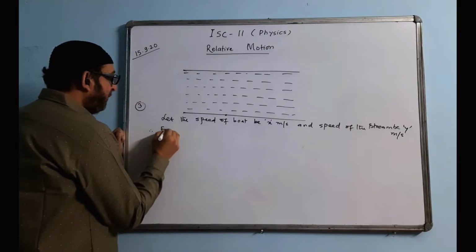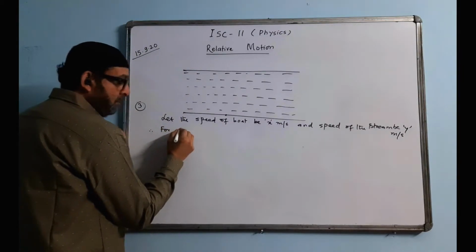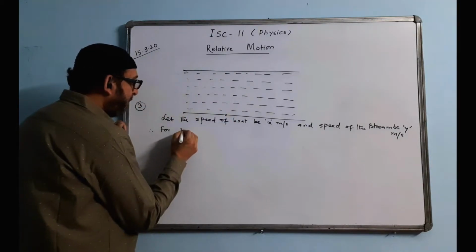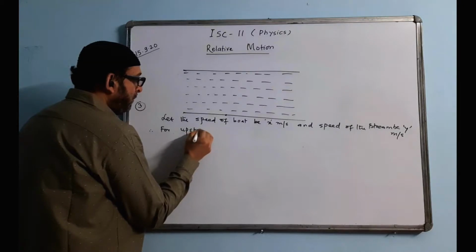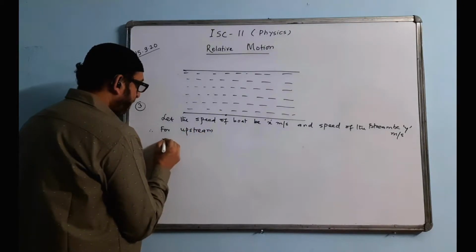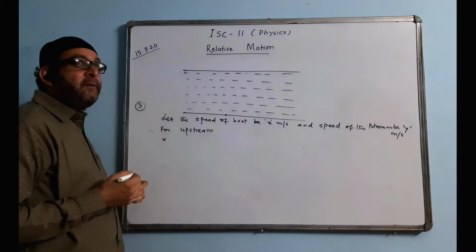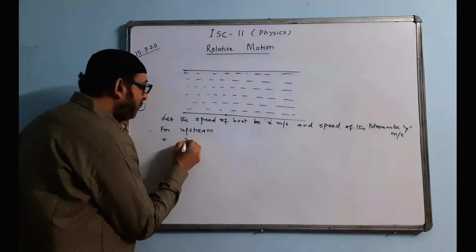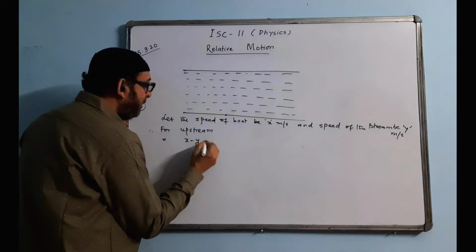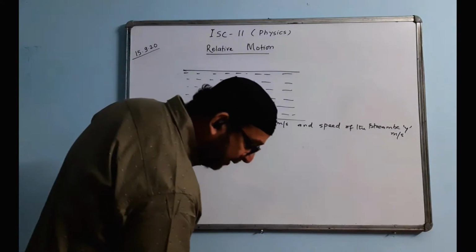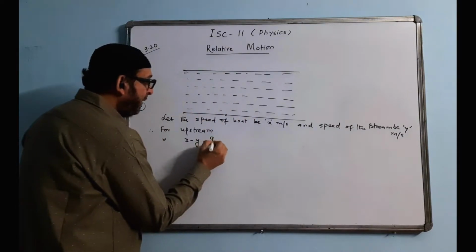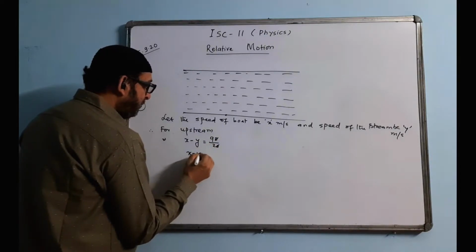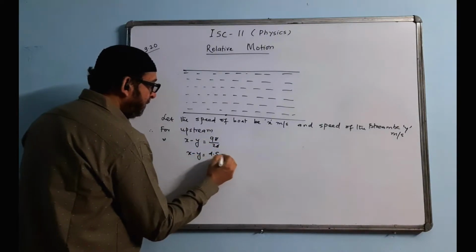Therefore, the first case is upstream, right? For upstream, we'll be using the formula speed is equal to distance by time. So speed will be equal to x minus y. Distance given is 90 and the time is 20. Here we have 90 by 20. Therefore, x minus y will come 4.5. This is equation 1.